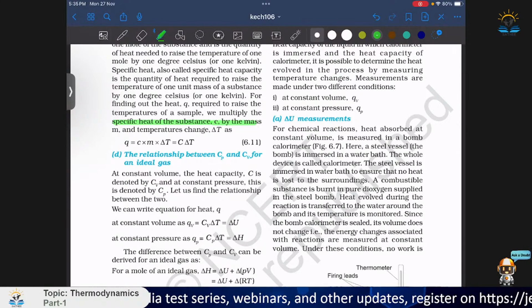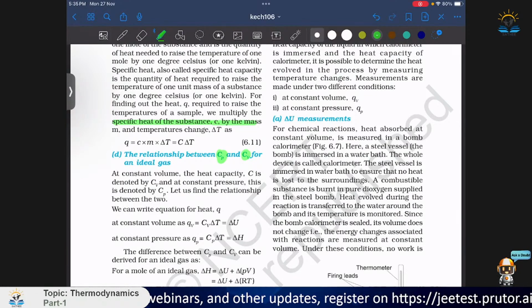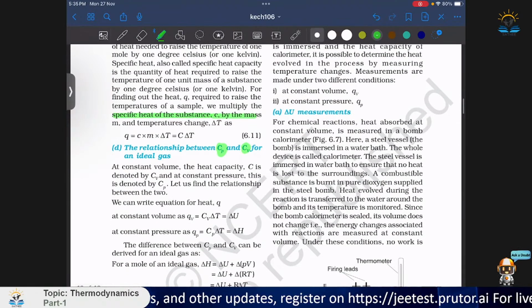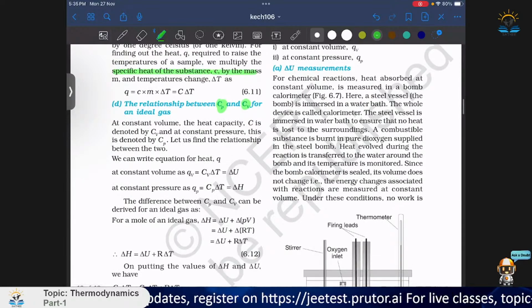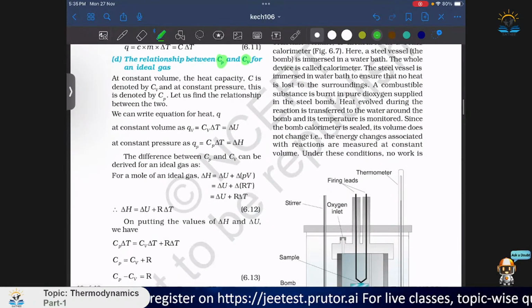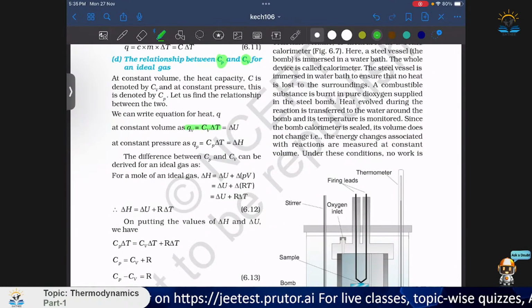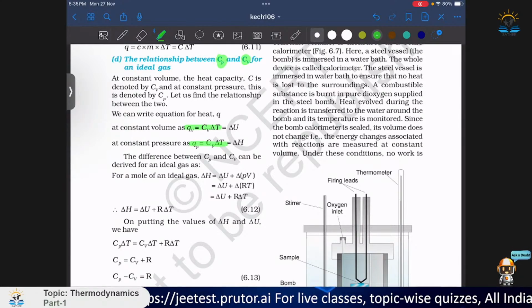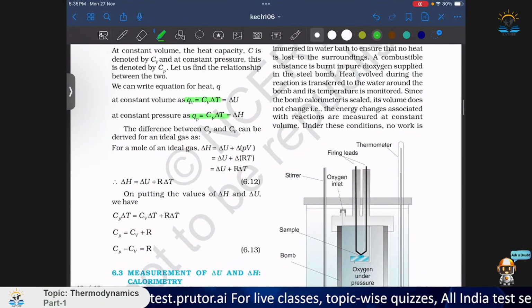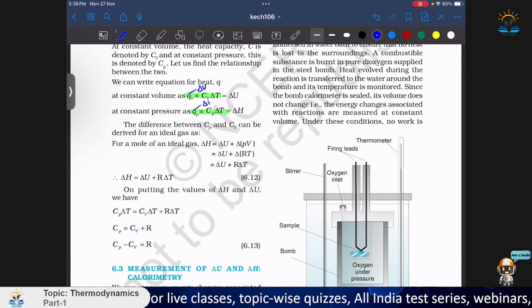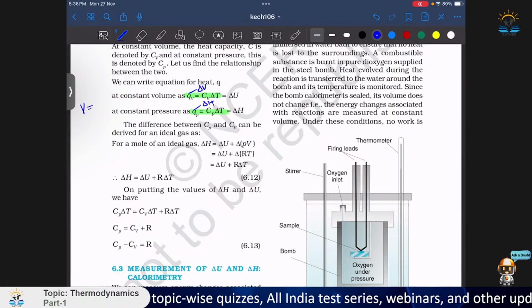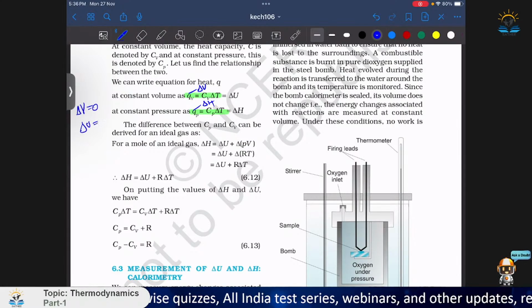Next, we move to the relationship between Cp and Cv. What is Cp and what is Cv? Cp means heat capacity at constant pressure. Cv is heat capacity at constant volume. At constant volume, Qv is Cv delta T. At constant pressure, Qp is Cp delta T. And what do Qv and Qp denote? Qv is delta U, Qp is delta H, because at constant volume, delta U is equal to delta H.